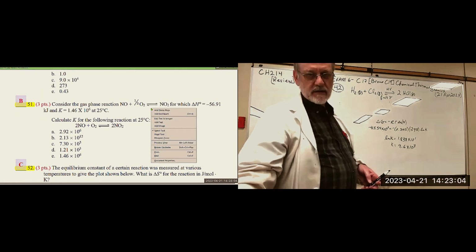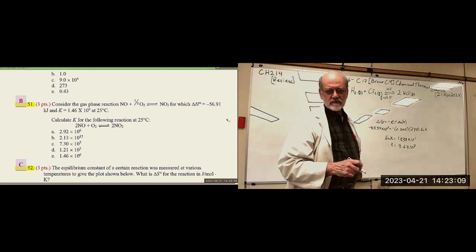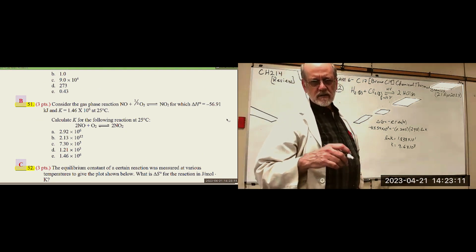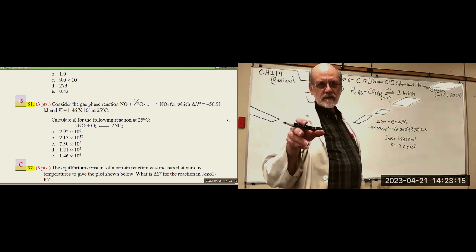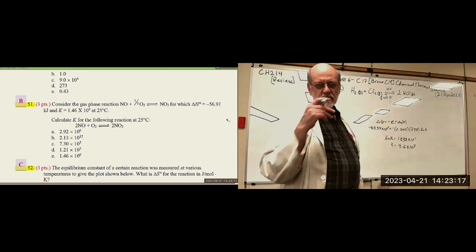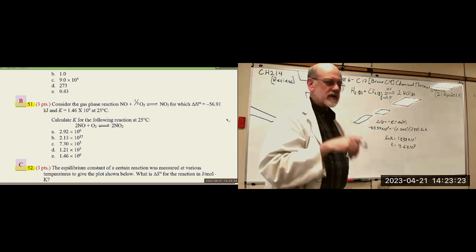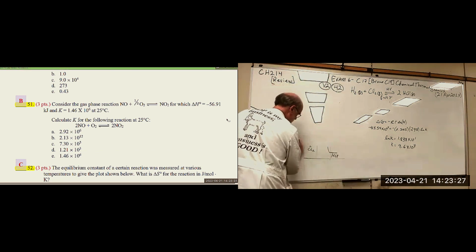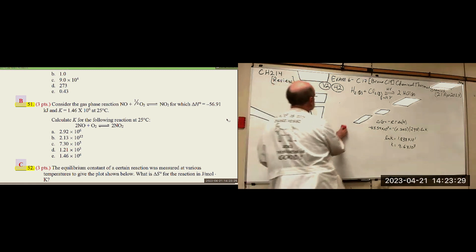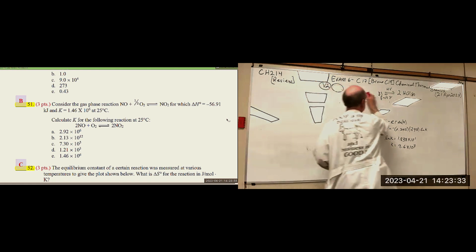And let's stay right here. Consider the gas phase reaction. All right. With these values that we gave it before, calculate K for the following reaction at 25 degrees. Okay. We can do this one. I was scratching my brain to see if we had enough information to do this one.